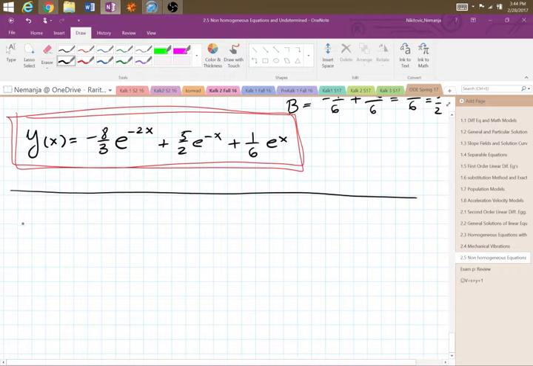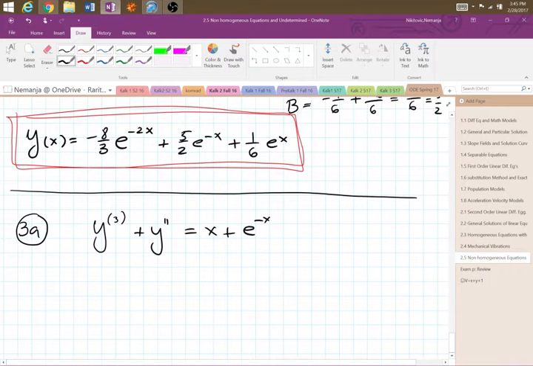So let's take a look at problem 39 because we can. The third derivative of y plus y double prime is equal to x plus e to the negative x, and we have y of 0 is equal to 1, y prime of 0 is equal to 0, and y double prime of 0 is equal to 1. So these are our initial conditions.